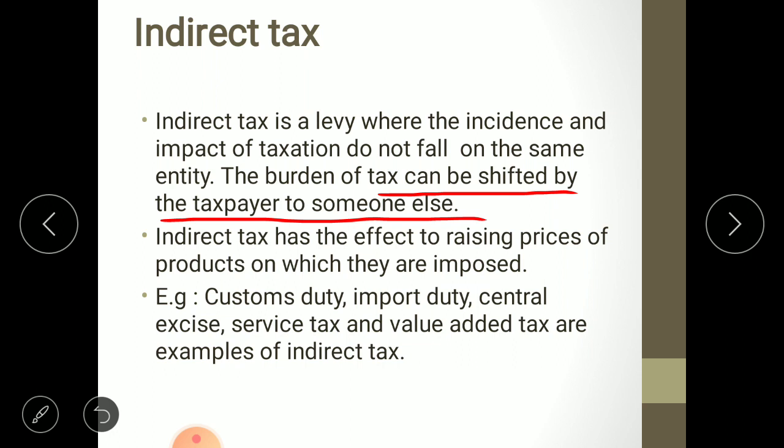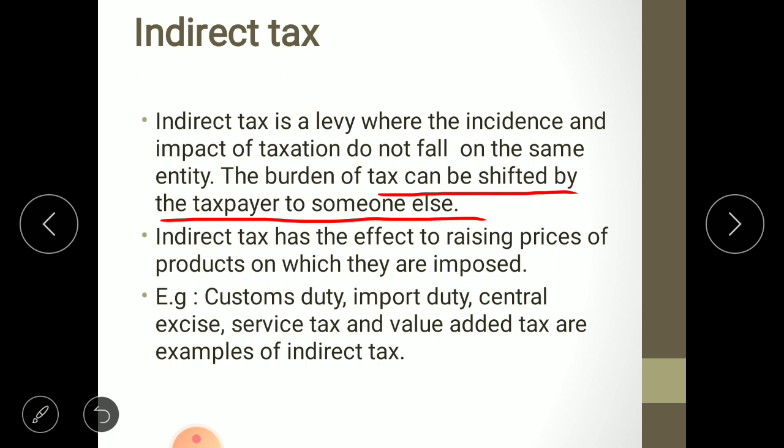For example, customs duty. Customs duty is a tax charged on import and export. Second one is import duty. Third one is central excise duty. Excise duty is a tax on production. Now it is cancelled and it is replaced by GST. Service tax, that is a tax on the service, that is also cancelled and replaced by GST. And value added taxes are the examples of indirect taxes.